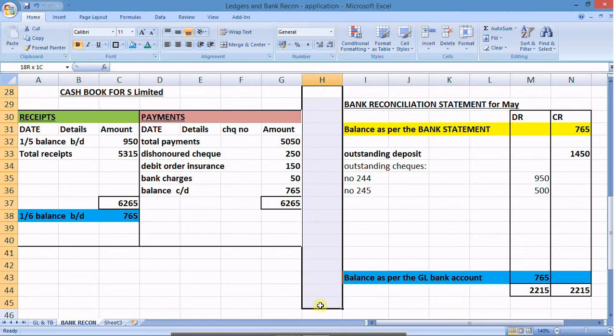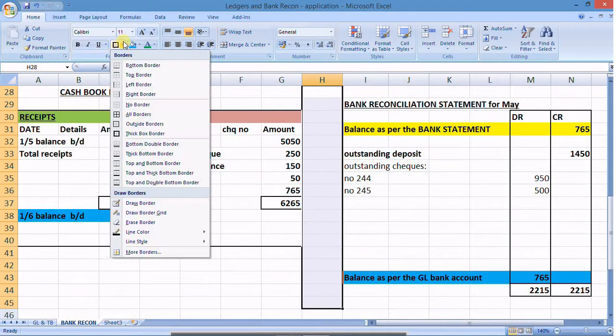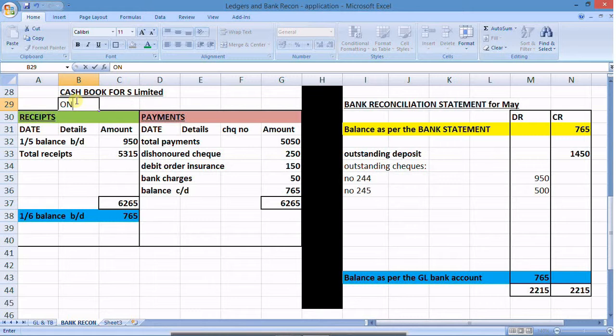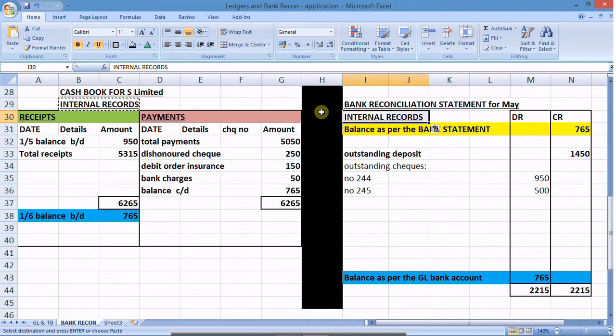Remember, these two things are separate. What's on the left? Internal records. What's on the right? External records. And that's why they call it a bank reconciliation, because you want to check that the internal records reconcile with the external records, because what you have in your books should reconcile with what the bank has in their books. Okay, and that's the process.